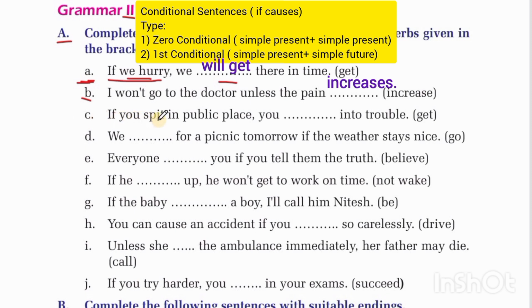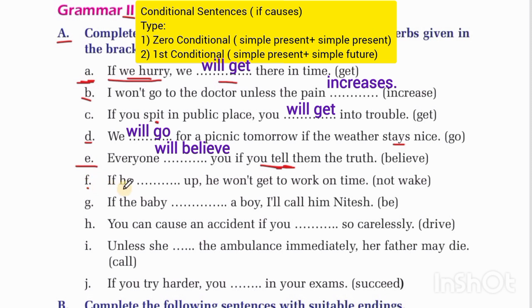C. If you spit in public place, you will get into trouble. Again, first conditional. D. We will go for a picnic tomorrow if the weather stays nice. Stays, verb 5, simple present. Will go, simple future. Again, first conditional. E. Everyone will believe you if you tell them the truth. If you tell, verb 1, simple present. Will believe, simple future. This is also first conditional.